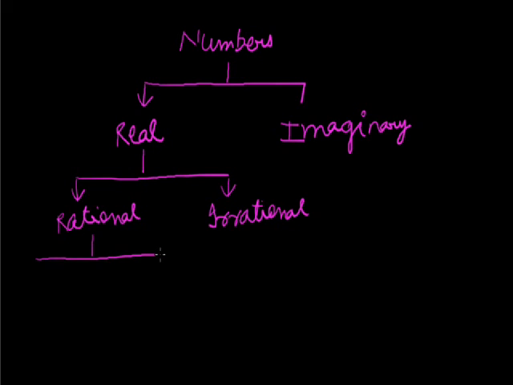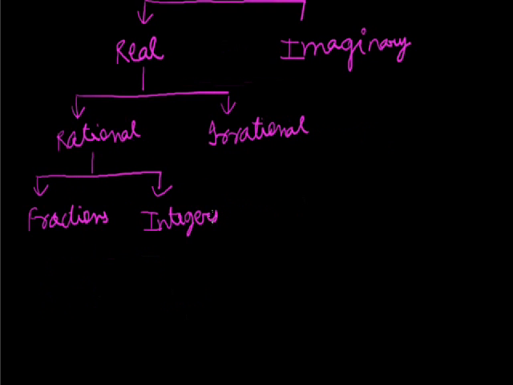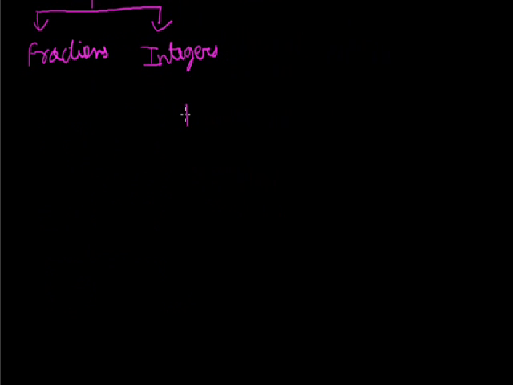Now these rational numbers can be termed in two parts once again. First is fractions and second part is integers. Now in today's topic we'll study about integers. What are integers? See, integers can be termed as whole numbers in the form of plus, minus, including 0.